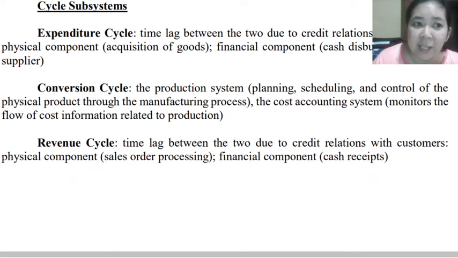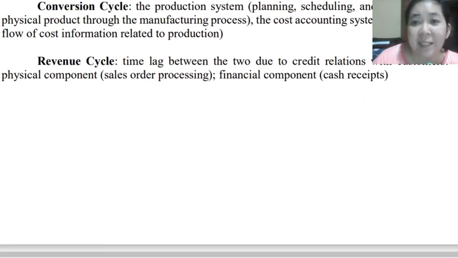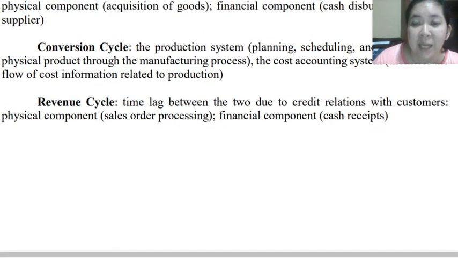And for the revenue cycle, there is also a time lag between the credit relations with the customer. So the sale of these finished goods and the receipts of cash, especially if the entity is extending credit to their customers. So the cash conversion cycle is also very important because the entity needs cash to manage or to perform their activities related to the expenditure cycle. Okay, so this is how our transactions take place in a business entity.